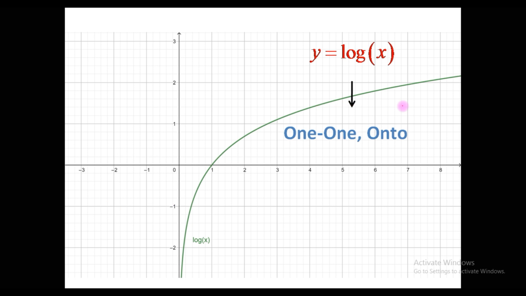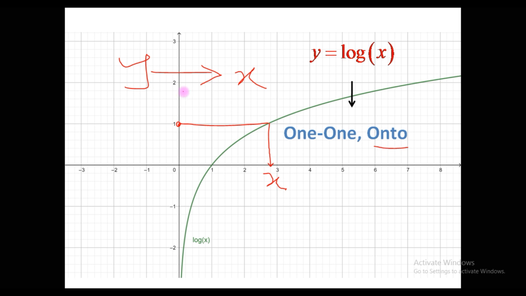Now what is an onto function? Onto means that for each value of y we should get some value for x. Now you can see here y is 1. If I draw this line, I am sure that I am going to get some value of x over here. I am sure that I am going to get some value of x here. So this kind of graph is called onto.